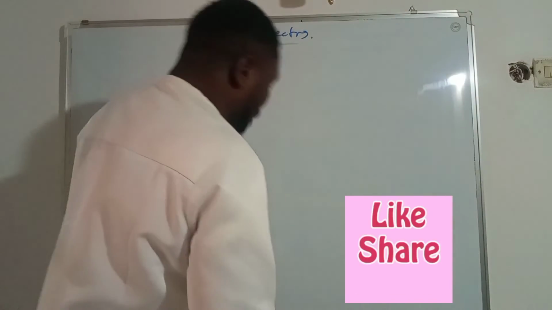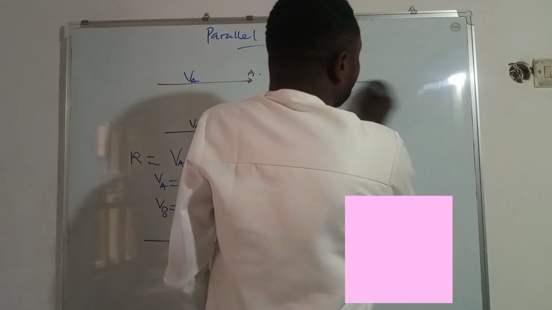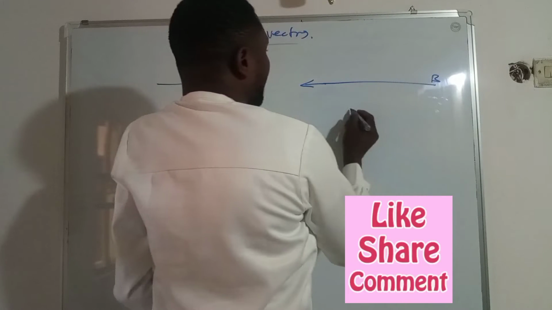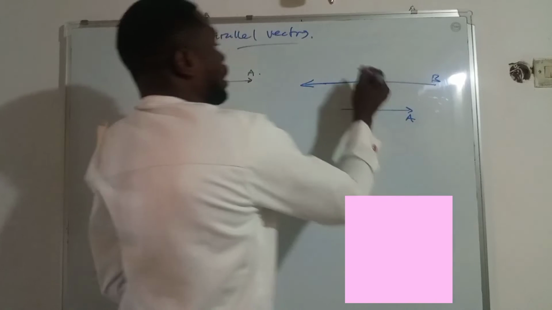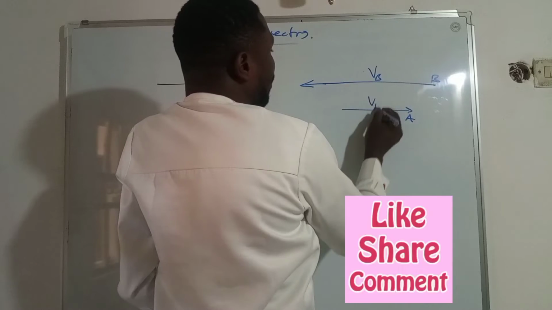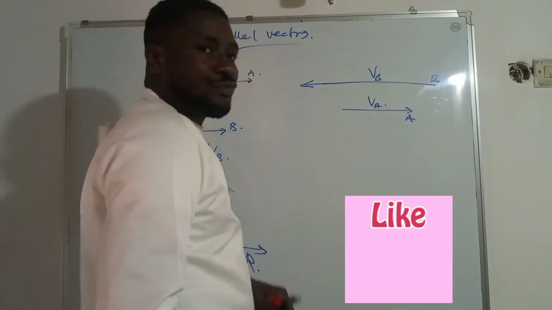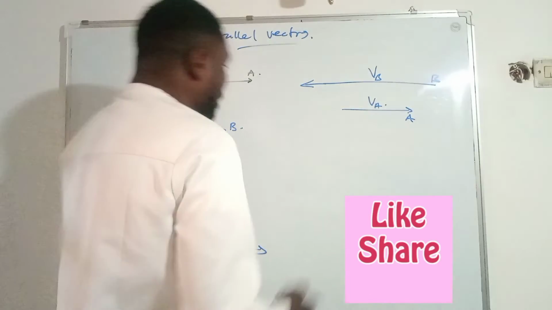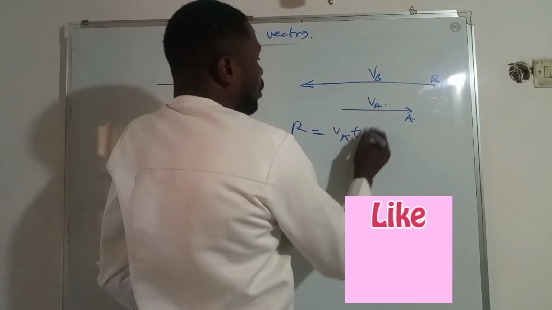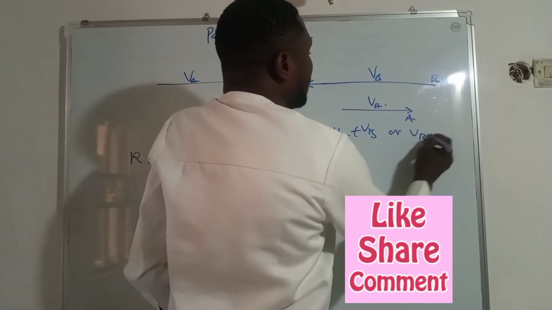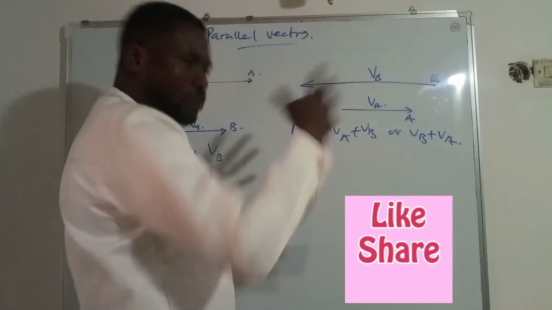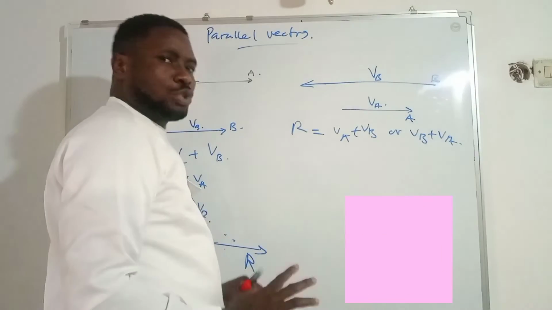Now let's take another example. Supposing I have this, and let's say this is B, and this one is A. And now, of course, if this is B, the magnitude will be VB. If this is A, the magnitude will be VA. And you're asked to find the resultant here. Now, know that generally, for parallel vectors, the resultant is always VA plus VB, or VB plus VA. What that means is that it doesn't matter, you can begin with A or you can begin with B. It doesn't really matter which one comes first.